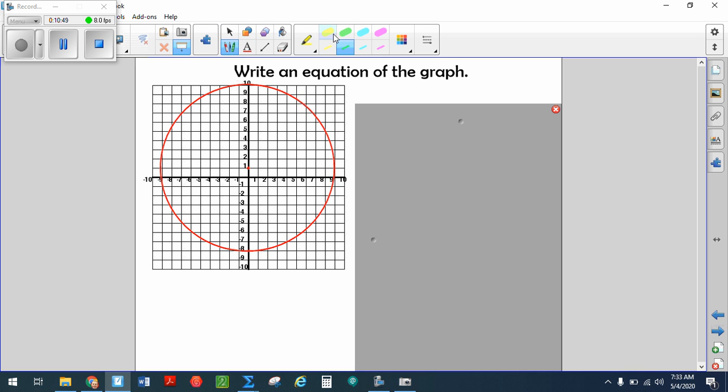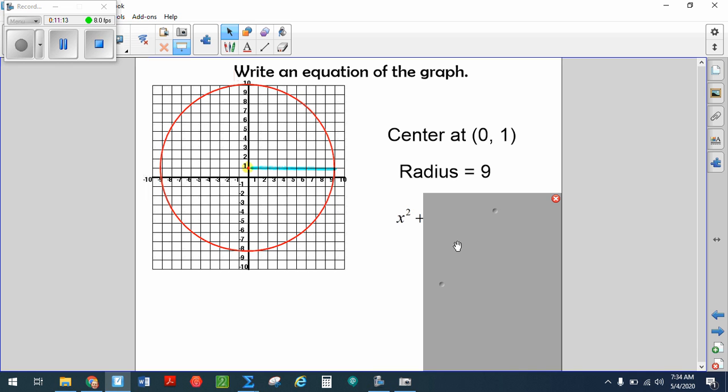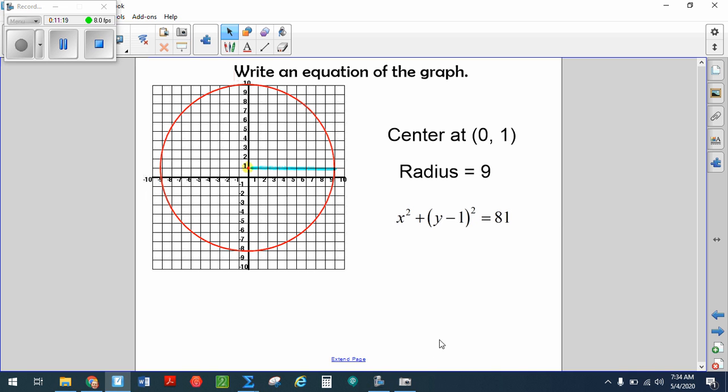Same thing, different problem. I have a center at 0, 1 and a radius that equals 9. So you can write x minus 0 parentheses squared, or you can just write x squared. Then we would say y minus 1 parentheses squared. That equals 9 squared, which is 81.